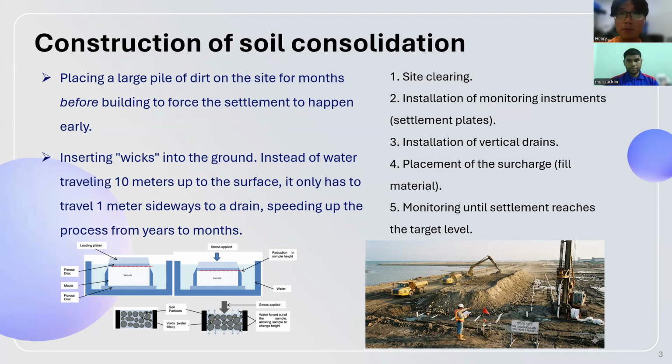And next is the steps of soil consolidation at site. First, we need site clearing and installation of monitoring instruments such as settlement plates. And the third is installation of vertical drains. And the fourth is placement of the surcharge, like fill material. And the last is monitoring until settlement reaches the target level.